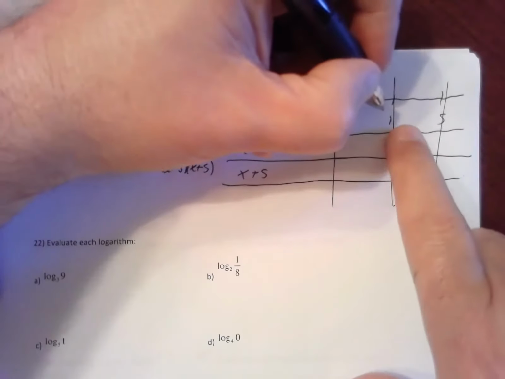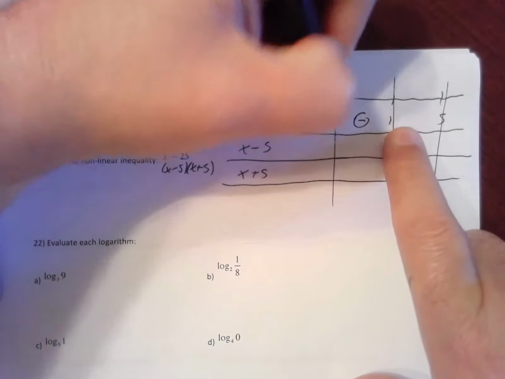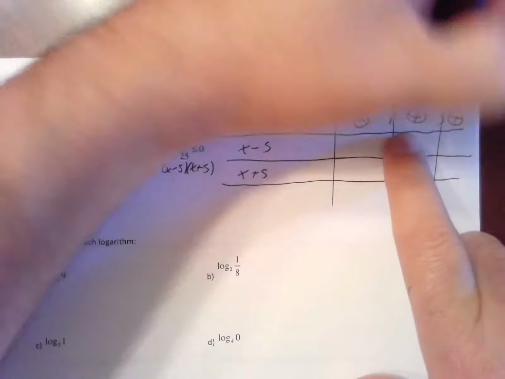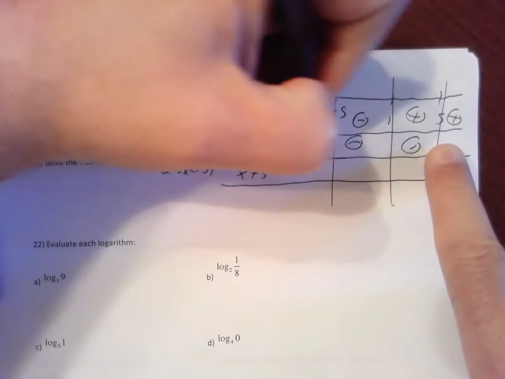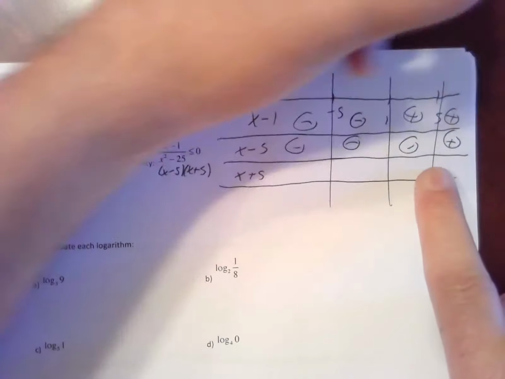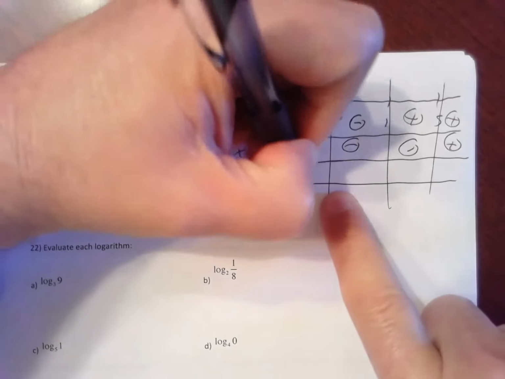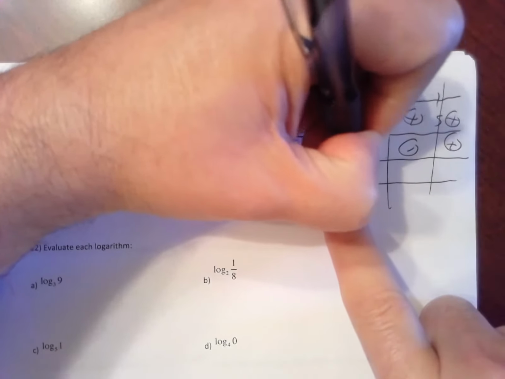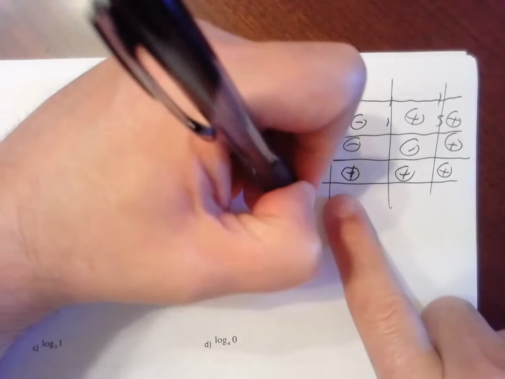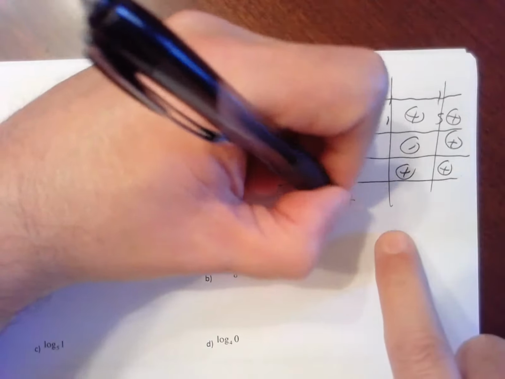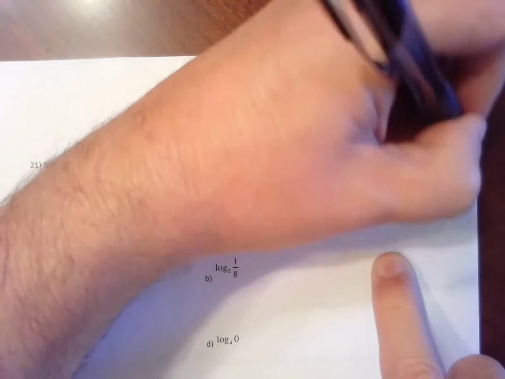Okay, this guy's going to change at 1. He's negative below, positive above. He changes at 5, negative below, positive above. He changes at negative 5, negative below, positive above. 3 negatives is a negative. 2 is a positive. 1's a negative. No negatives is a positive.